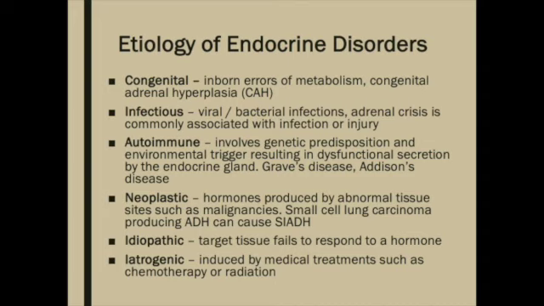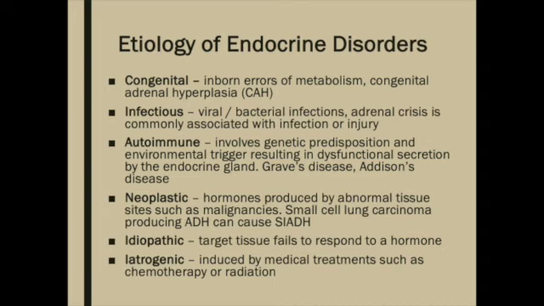Congenital disorders are anything that has to do with an inborn error of metabolism. Congenital adrenal hyperplasia is an example. Infectious has to do with viral or bacterial infections. Adrenal crisis is commonly associated with an infection or injury. An autoimmune disease like Graves' disease or Addison's, these involve genetic predispositions and environmental triggers that result in the dysfunctional secretion of that endocrine gland.